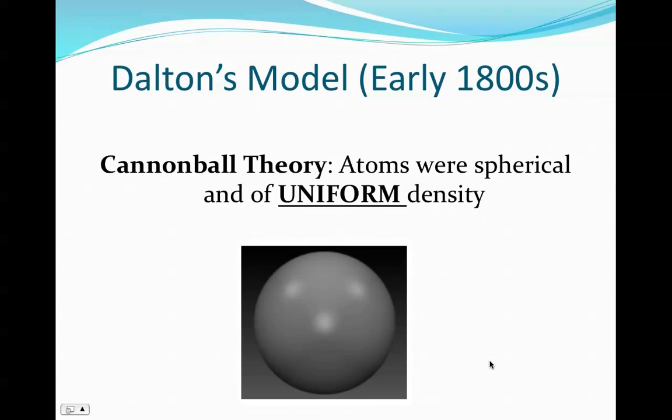Dalton's model, in terms of how we view the atom, is either referred to as a billiard ball or cannonball theory. These are ideas that atoms are spherical and of uniform density, solid.